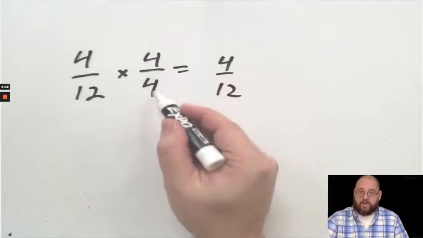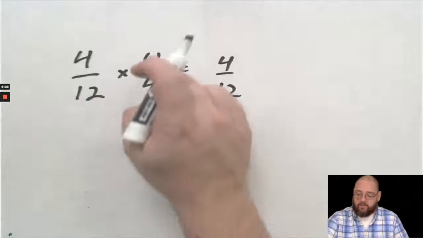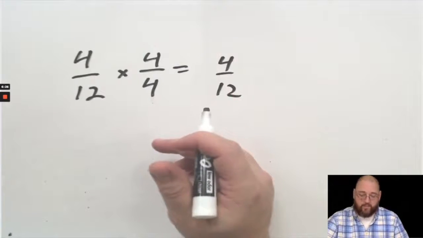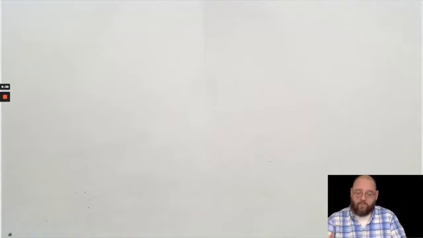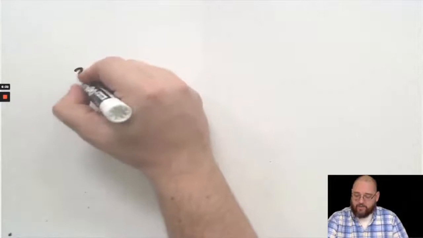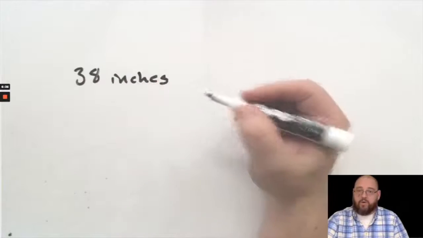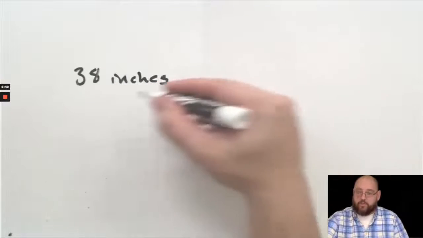4 divided by 4 is equal to 1, because this divided by that, 4 divided by 4 is 1. They're equal quantities. Okay, so when we say we're going to divide by the right amount of 1, let's say I have 38 inches. Well, I want to get rid of that. I want to change it to something else, to a different unit.